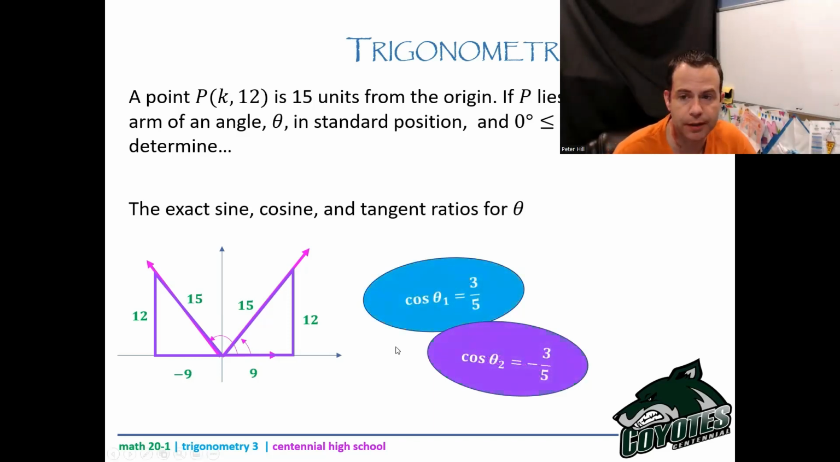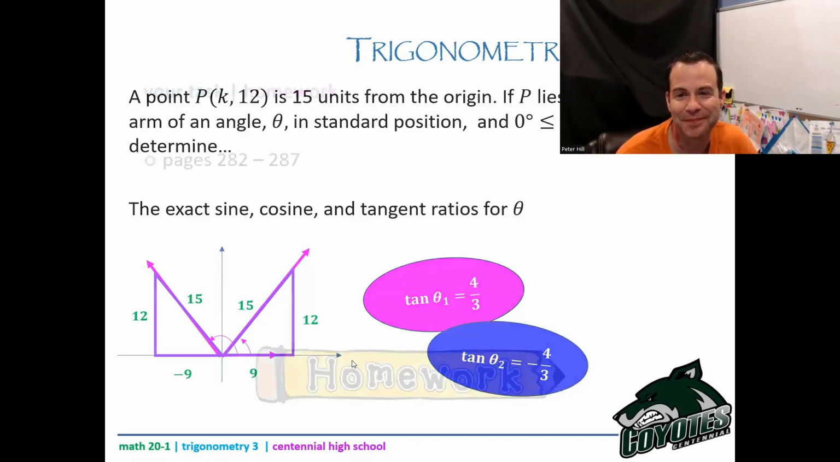Cos of theta 1 is 3 over 5, but cos of theta 2 is negative 3 over 5, because in quadrant 2, that k value is negative. Okay. And then tan of theta 1 is 4 over 3. This is exactly what I just said, right? I have them reduced for you. And then tan of theta 2 is negative 4 over 3. Okay? You get this.